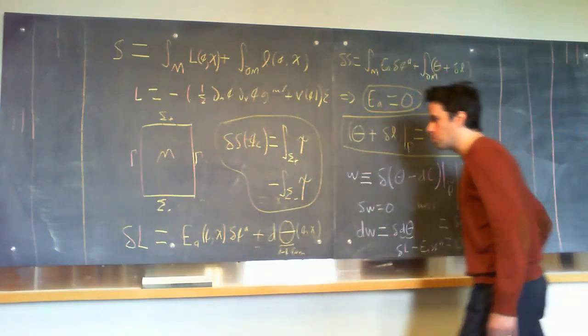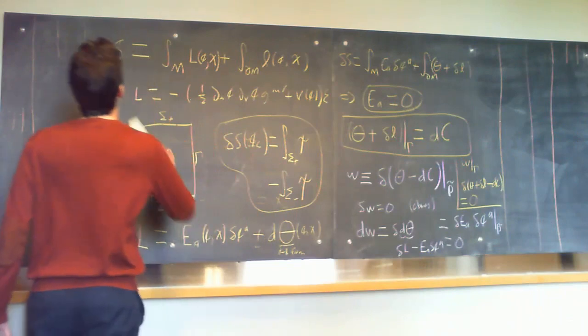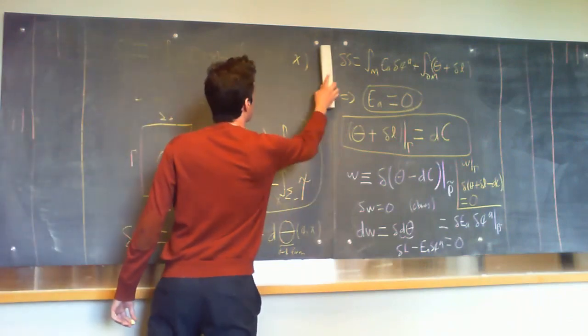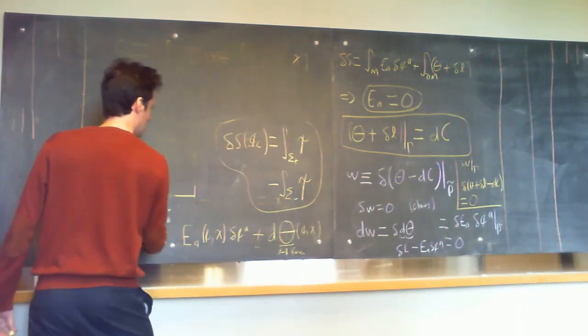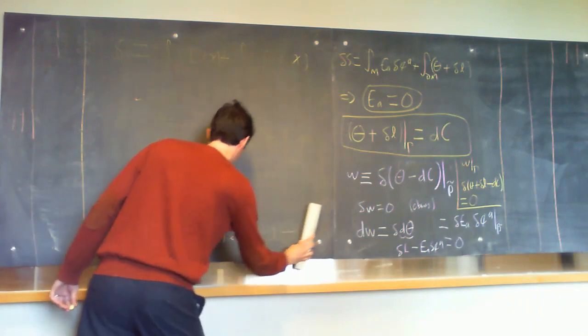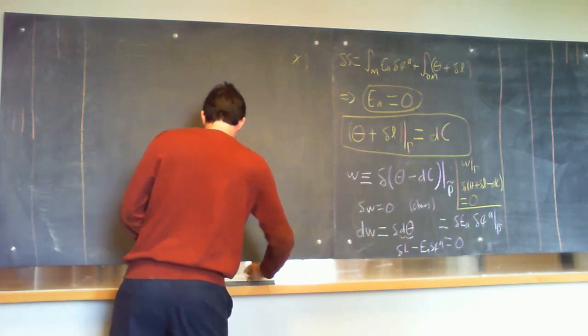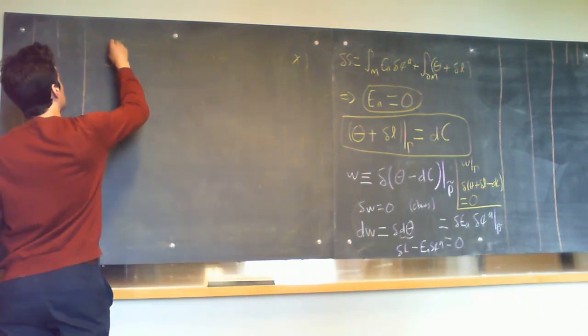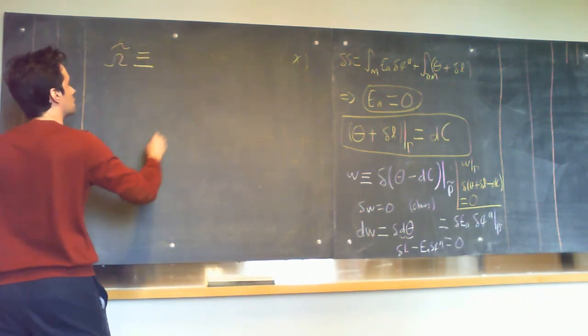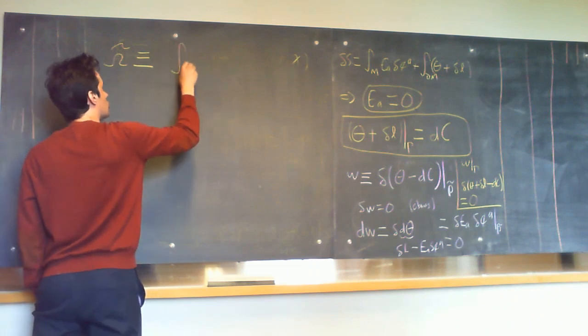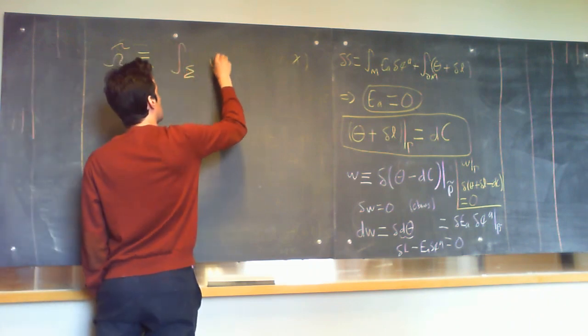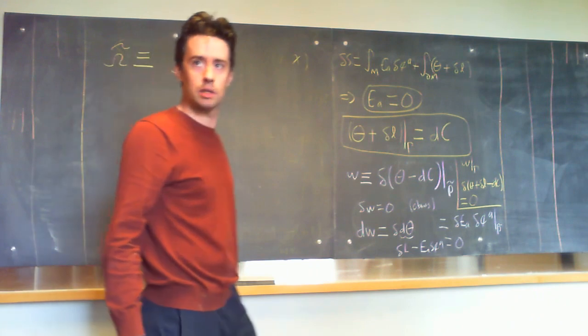All right, now here's the moment of glory. We can introduce the pre-symplectic form. So omega tilde, the pre-symplectic form, we will just take to be the integral over any Cauchy slice sigma of this pre-symplectic current.